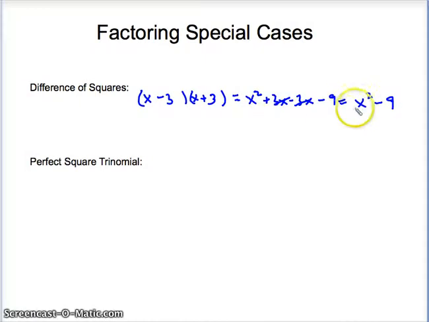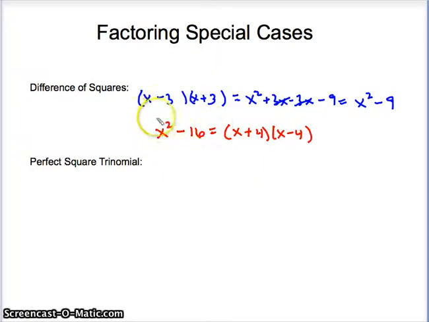Now, if we see a difference of two perfect squares, so check it out here, x squared is a perfect square. 9 is a perfect square. If I see the difference of two perfect squares, I can jump right to this situation here. Let's look at another example. What if I have x squared minus 16? I can factor that to be x plus 4, x minus 4. I took the square root of the first, or square root of x squared, and I put it in the first place. The square root of the second term, and put it in the second place. That's our difference of squares.